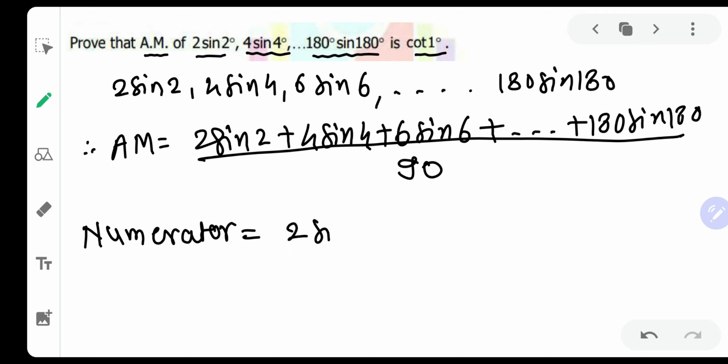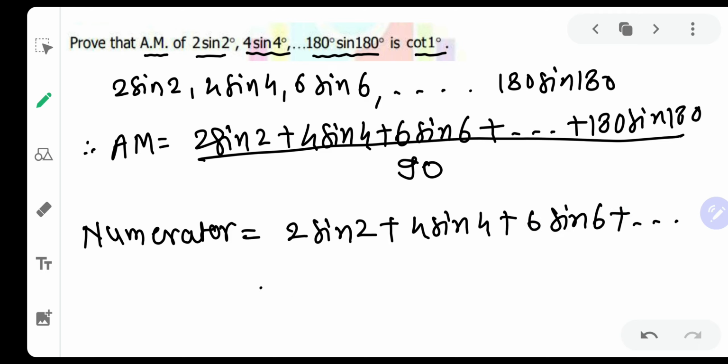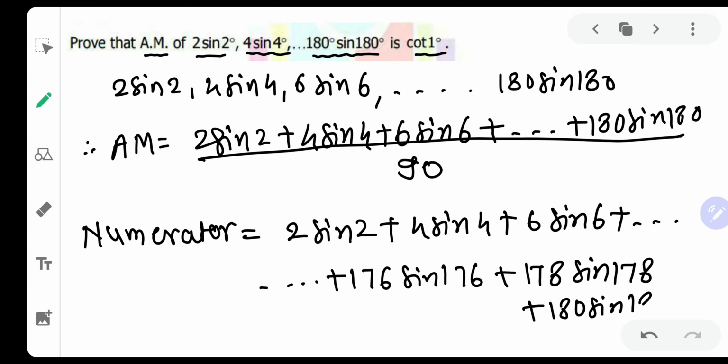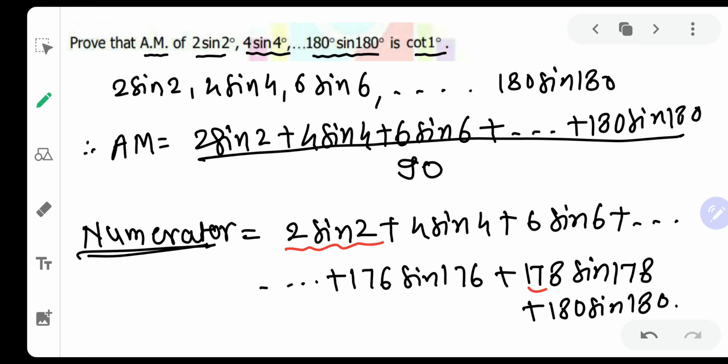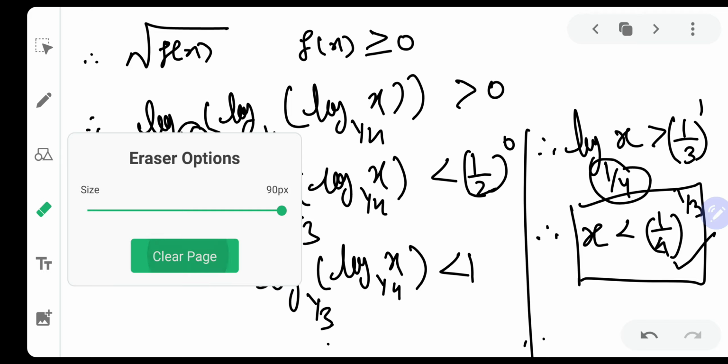Numerator is 2 sin 2, 4 sin 4, 6 sin 6 and so on up to, we can say, 176 sin 176, everything is in degrees, plus 178 sin 178 plus 180 sin 180. So we need to form a simple expression for this. Now if you can observe 2 sin 2 and 178 sin 178, it forms a very nice pattern. Let us see that pattern.